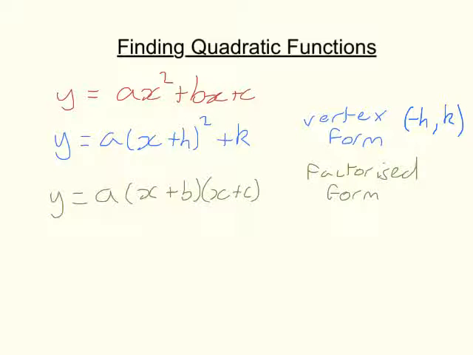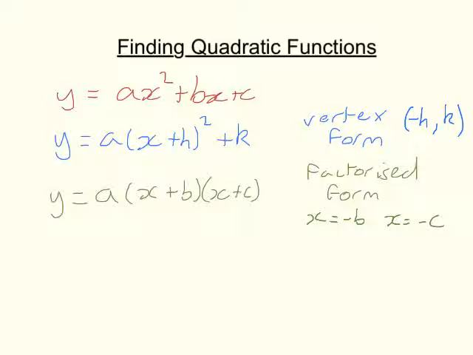In the factorized form, a tells us much the same thing. If it's negative, it's an N. If it's positive, it's a U. If it's bigger than 1, it's going to be steeper. If it's less than 1, then it's going to be a shallower curve. And the factorized parts in the brackets tell us the roots of the equation. So it tells us the roots are at x equals minus b and x equals minus c. Again, it's the opposite signs in this case for both of them.